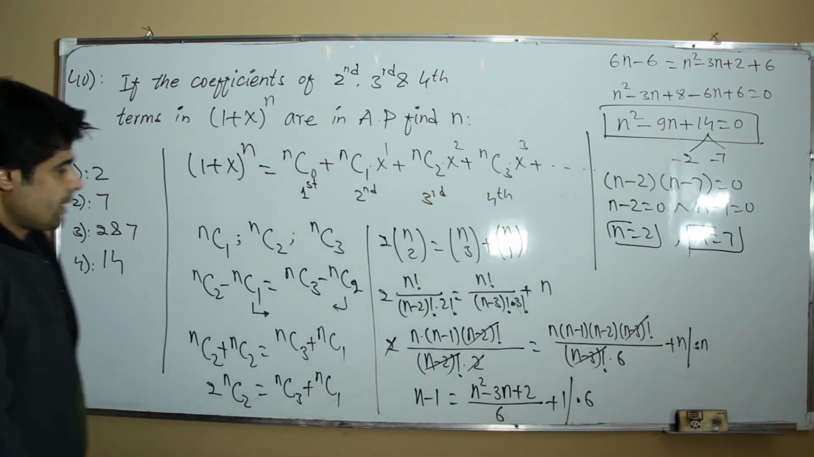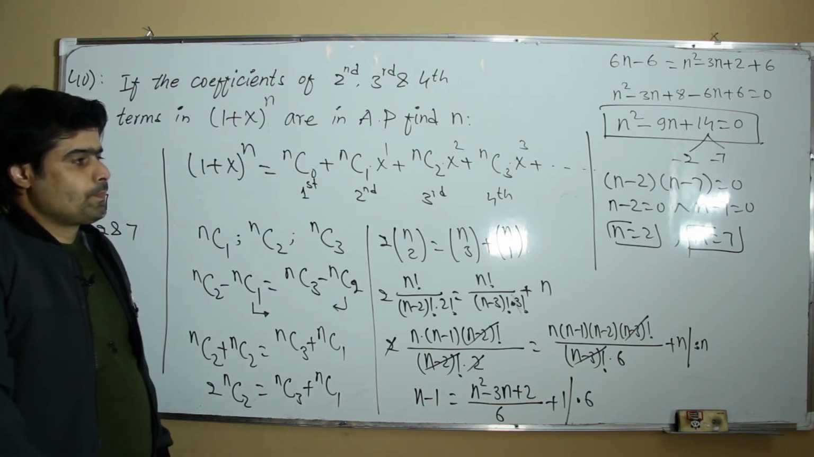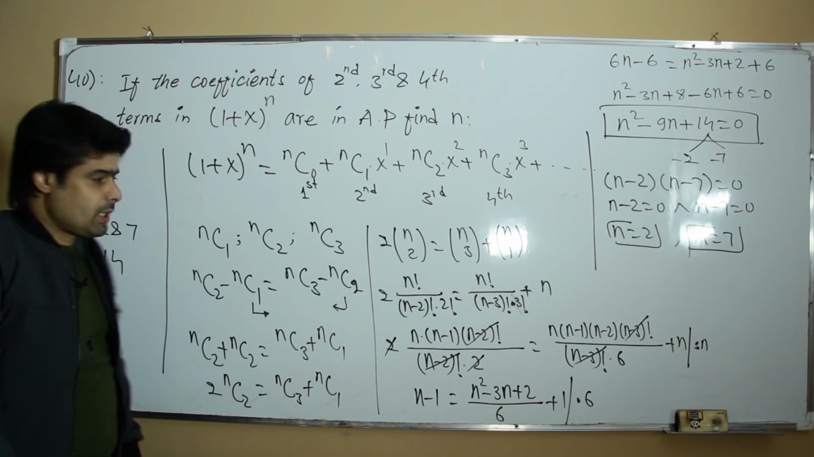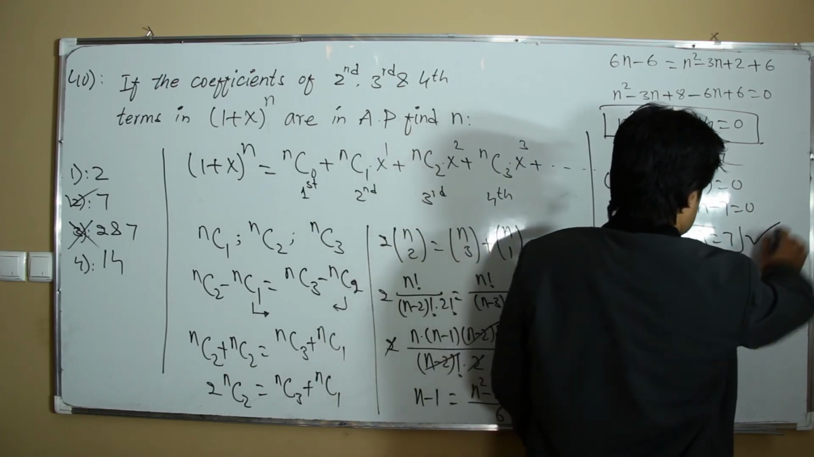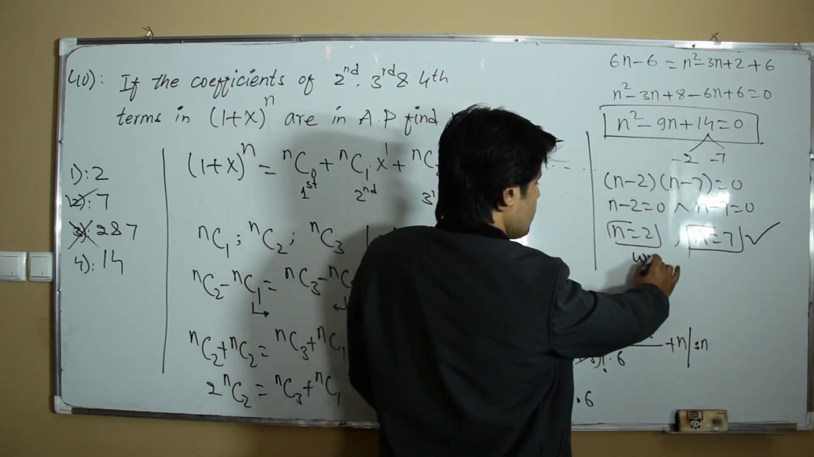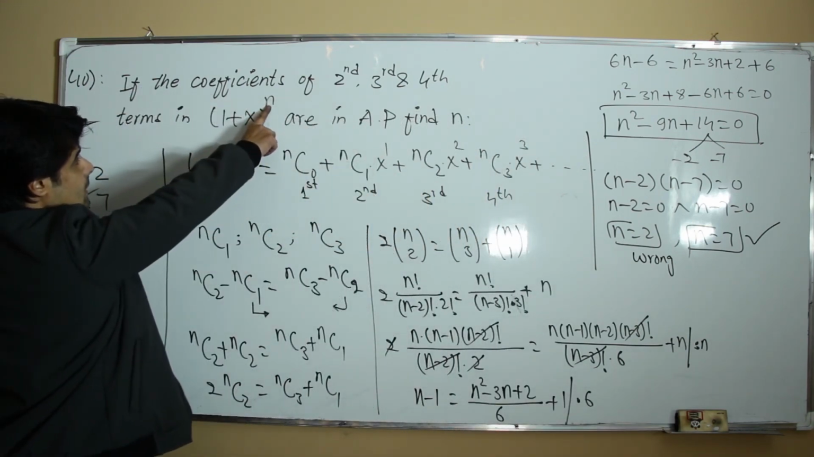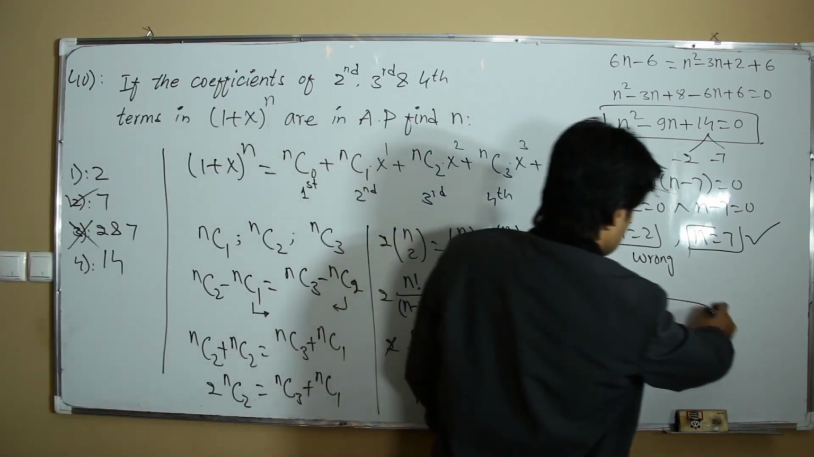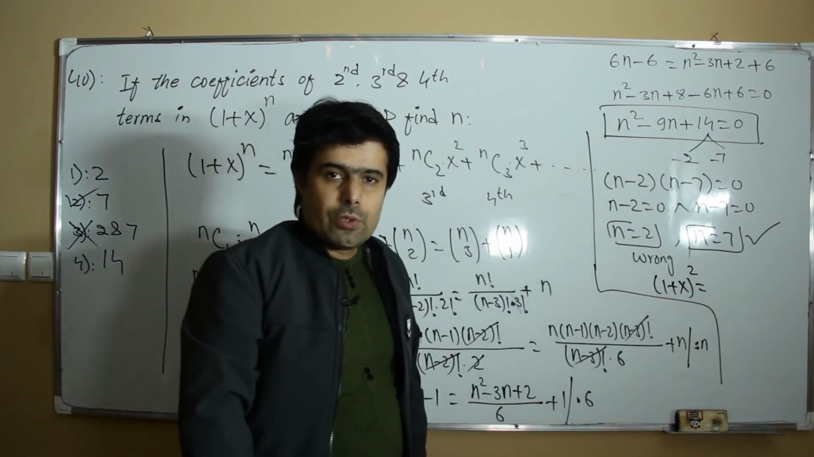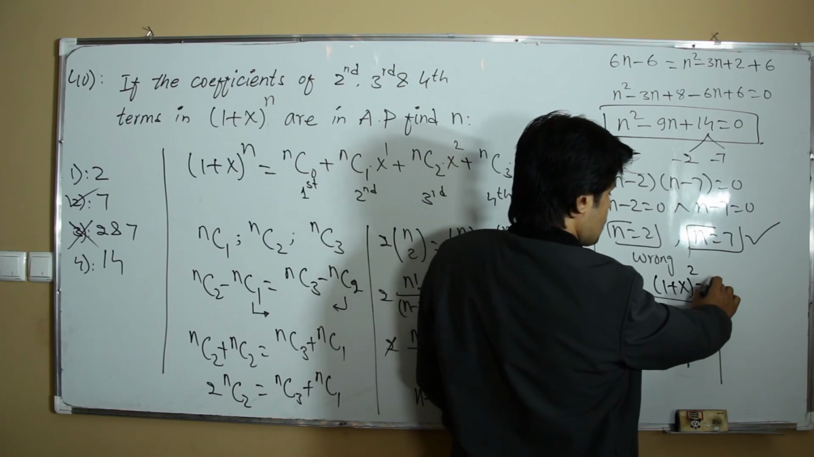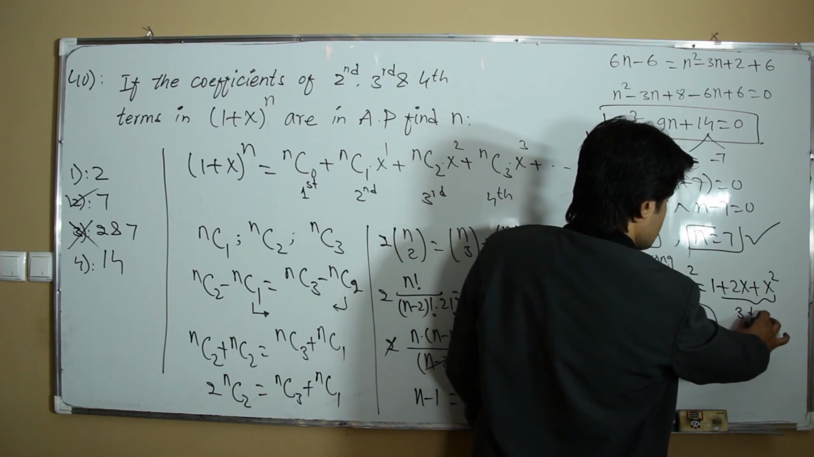Now which option is correct? Number 3. No. Which option is correct? Number 2. This is the correct answer. This is not. Why? Because if you put n equal to 2 instead of n, you will have 1 plus x raised to the power 2. If you simplify this one, it's 1 plus 2x plus x squared. It means it has 3 terms.